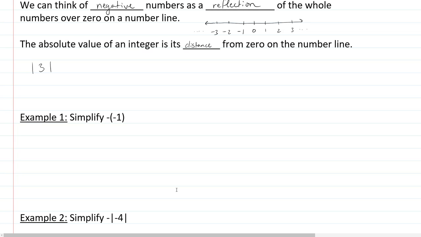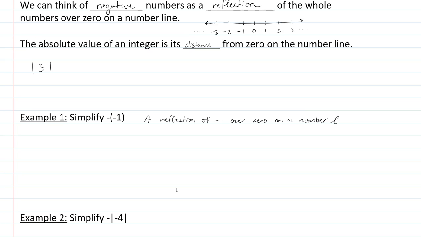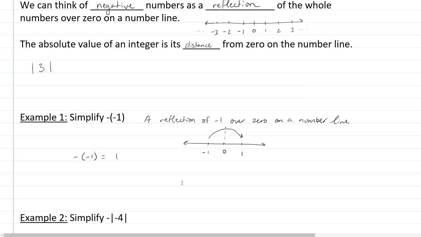So the first example, simplify -(-1). So let's think about this. This means a reflection of -1 over 0 on a number line. So let's take a peek at a number line. Let's just draw one out real fast. -1, 0. So if we reflected -1 over the number line, take the negative of it, it would just be +1. So -(-1) equals 1. Great.